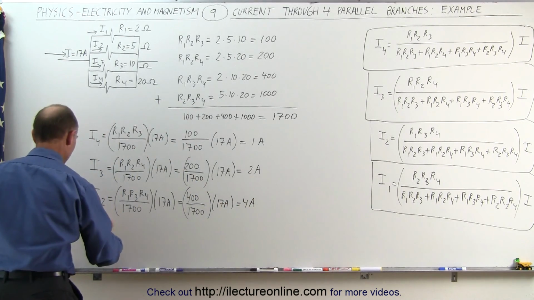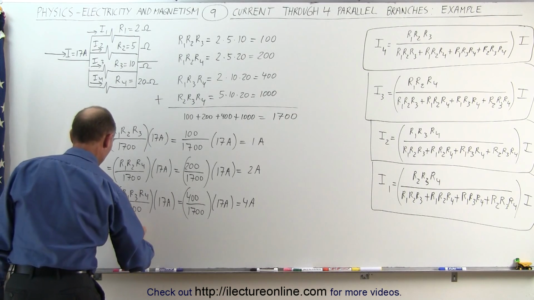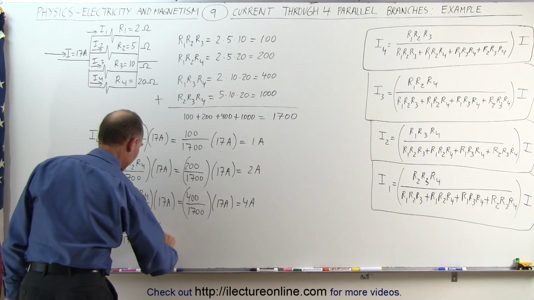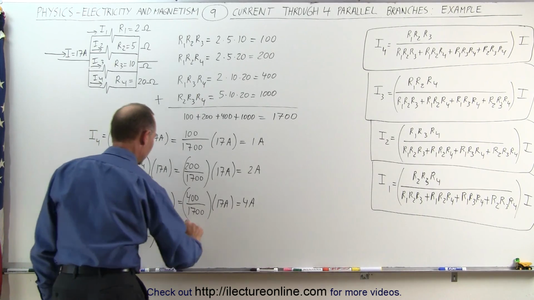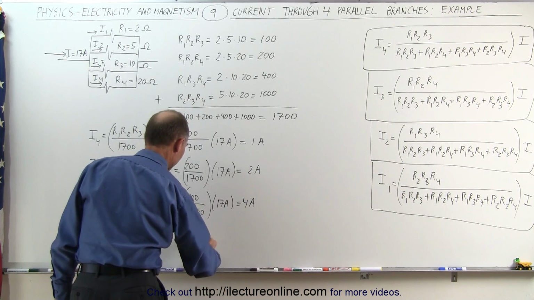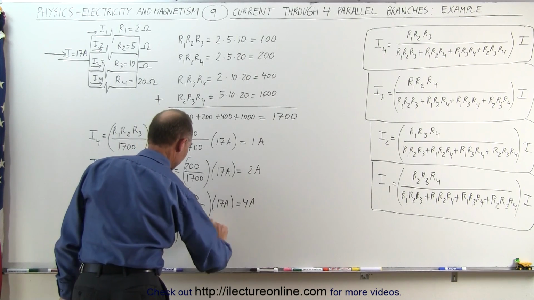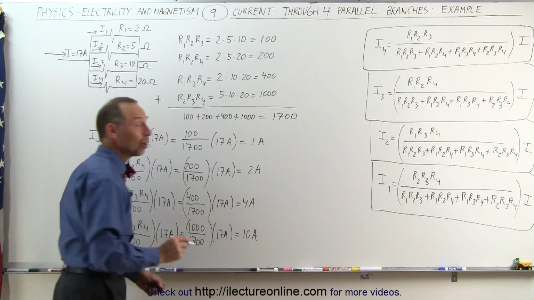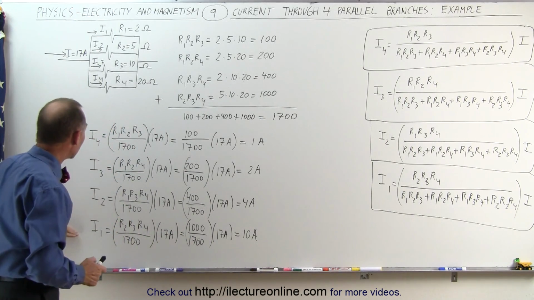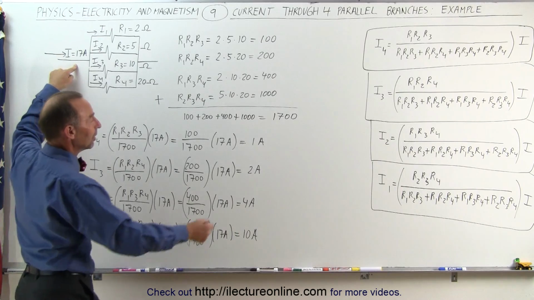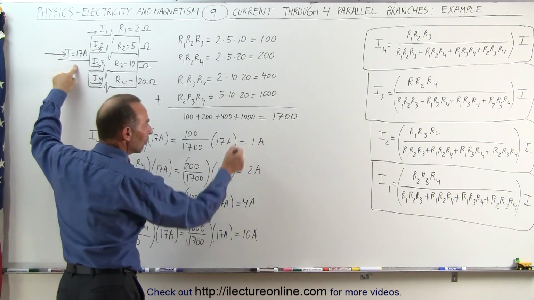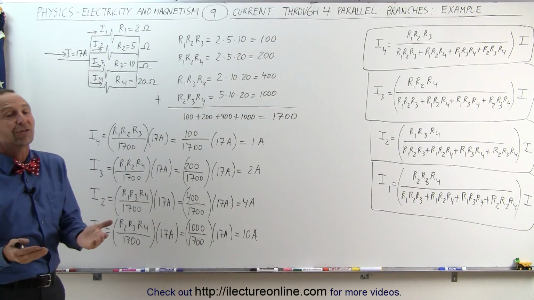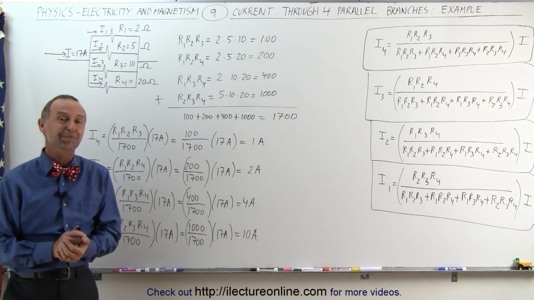And finally, I1 is equal to R2, R3, R4 divided by 1,700, multiplied by 17 amps, which is 1,000 divided by 1,700 multiplied by 17 amps, which is 10 amps. To check, the 4 currents added together should add up to 17 amps, and 1 plus 2 plus 4 plus 10 indeed adds up to 17 amps. That's how you find the current in each of the branches if you have 4 branches parallel to one another. And that's how it's done.